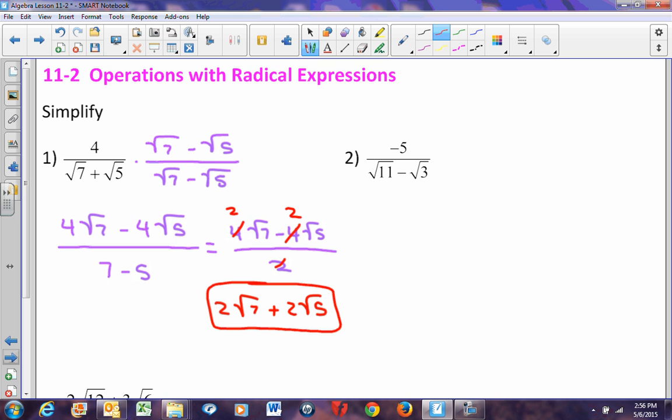Oops, minus 2 square roots of 5. How did I do that? Be careful. You do silly things. There's a minus up here, so it needs to be minus down there.